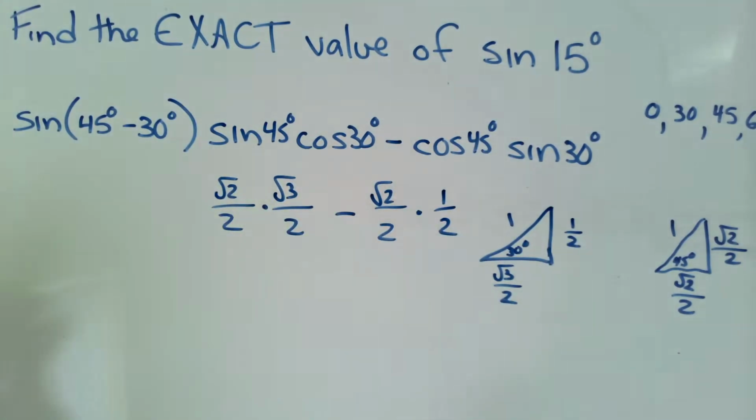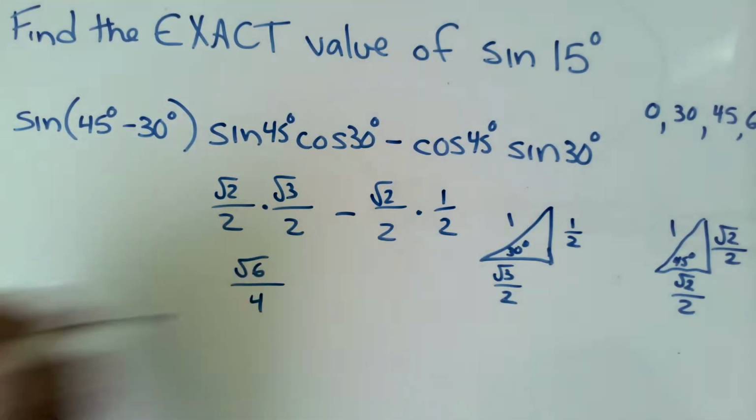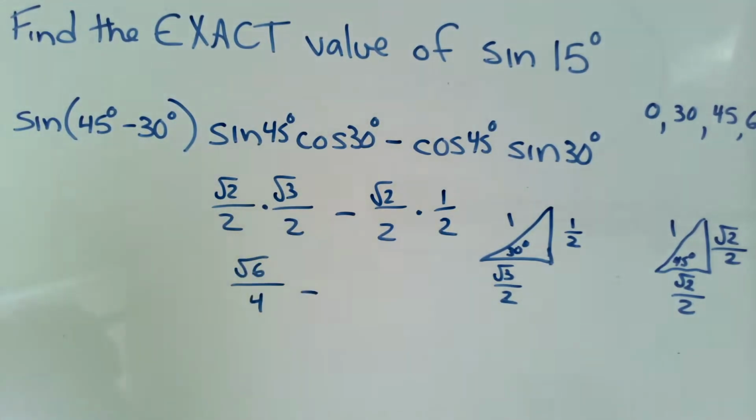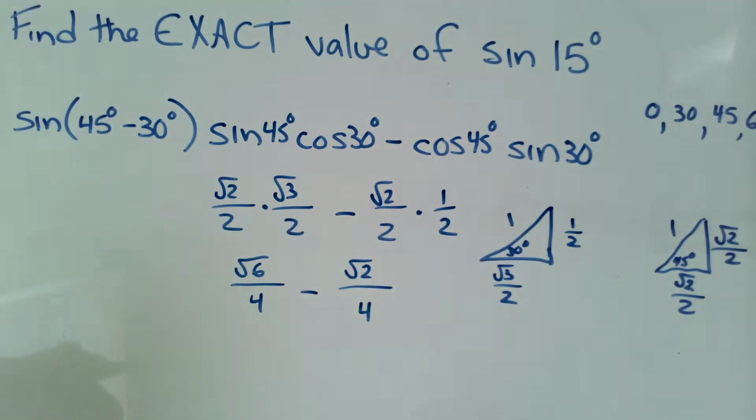Root 2 times root 3 gets me root 6. 2 times 2 gets me 4, minus root 2 over 2 times 1 over 2 gets me root 2 over 4.